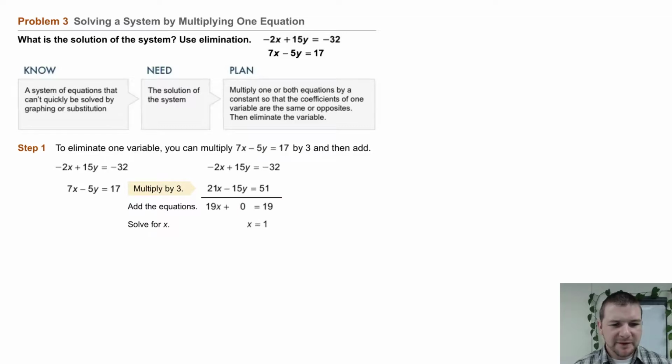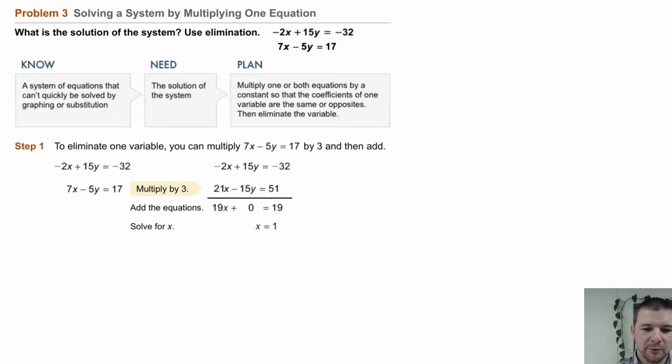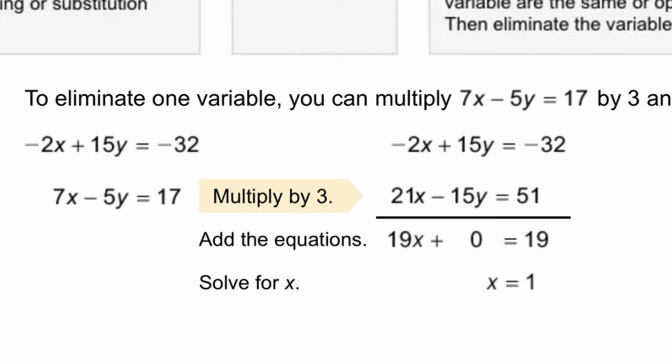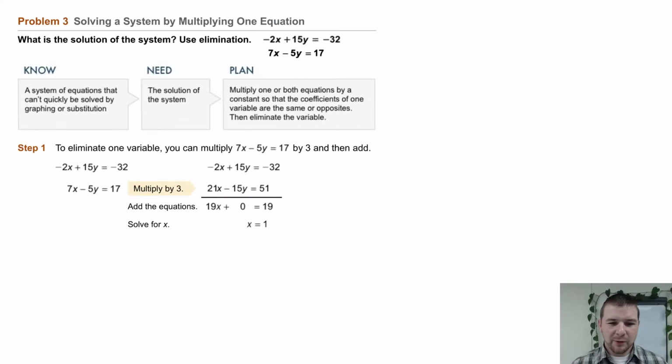Negative 2x plus 15y equals negative 32, simply rewriting our first equation. Our second equation, 7x minus 5y equals 17, multiplied by 3 as we shift to the right. An equivalent equation is 21x minus 15y equals 51. Be really careful when you multiply by 3 that you multiply every term, both sides of the equal sign, by 3. Students will often forget to multiply the constant on the far right by whatever the factor is that they're multiplying by. Then we'll add the equations.